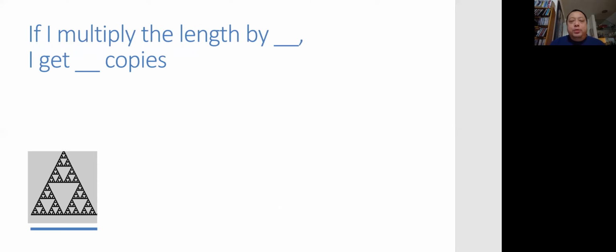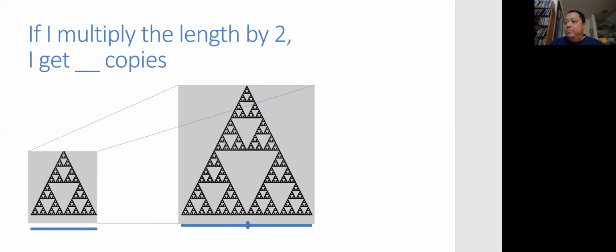So we're going to compute the dimension. We know it's going to be lower than 2. It started with 2. It's not going to be 2 anymore. Same question. If I multiply the length by blank, I get blank copies. What should I multiply the length by? Well, lengthwise, I can see that the duplication goes by 2. I start with 1, it doubles to 2. I start with 2, it doubles to 4. So I should fill in the first blank with the number 2.